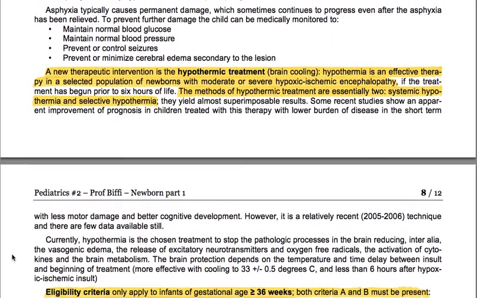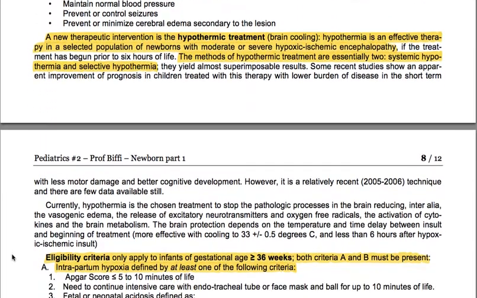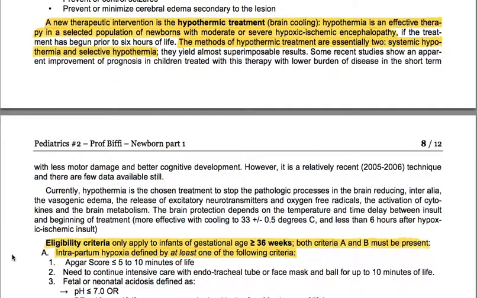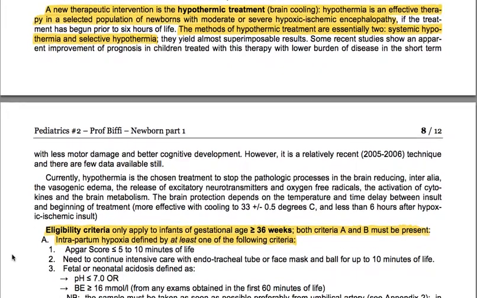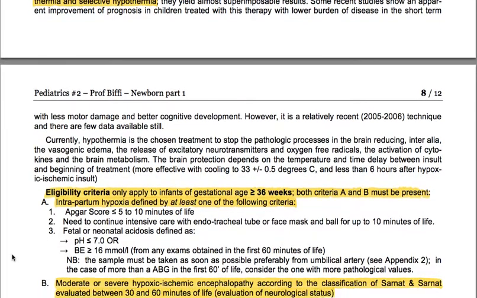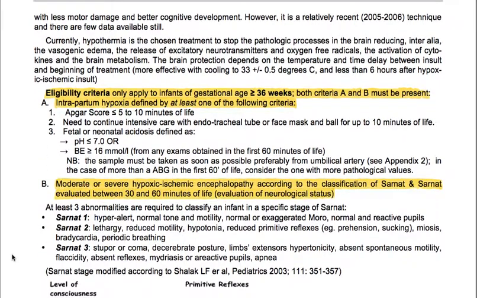The methods of hypothermic treatment are essentially two: systemic hypothermia and selective hypothermia. They yield almost superimposable results. Some recent studies show an apparent improvement of prognosis in children treated with this therapy, with lower burden of disease in the short term, with less motor damage and better cognitive development. However, it's a relatively recent technique and there are still few data available.